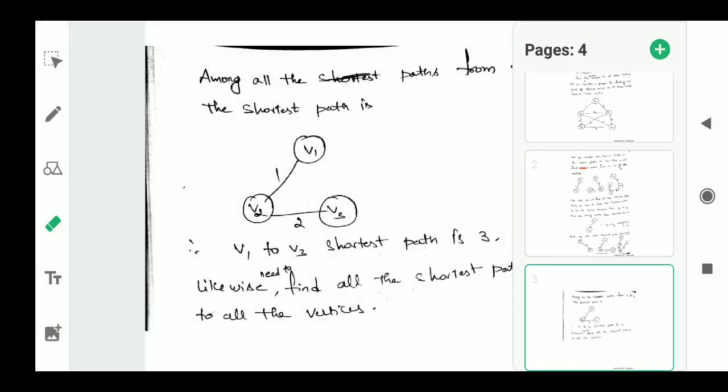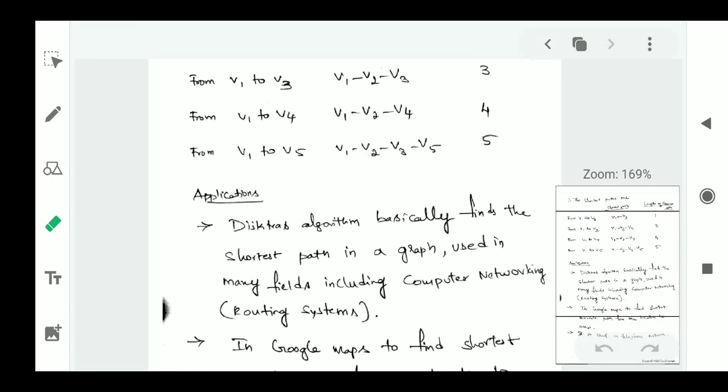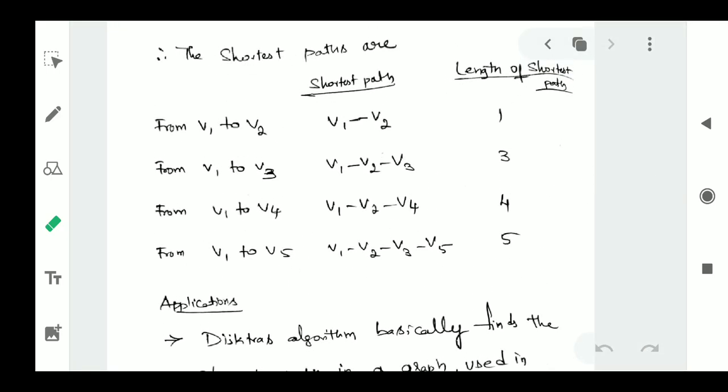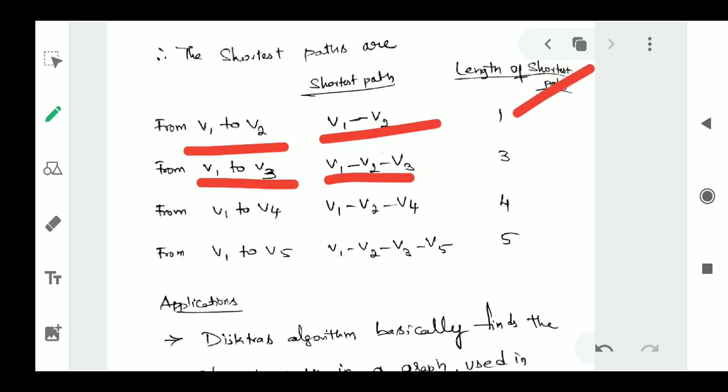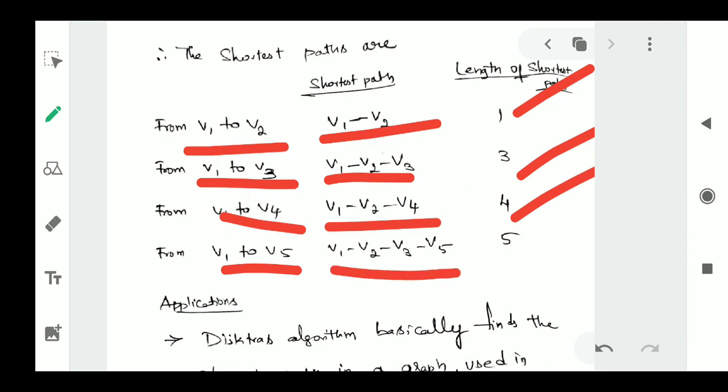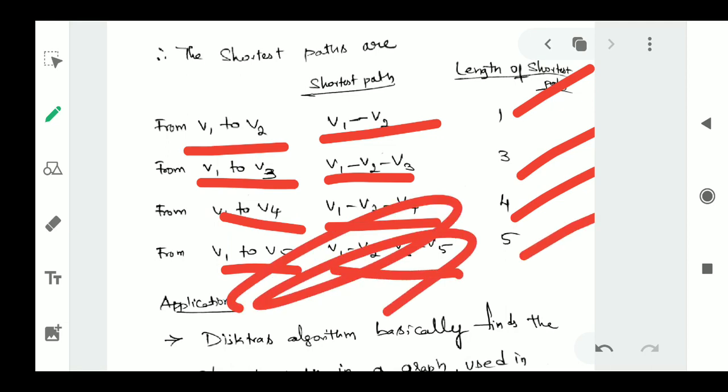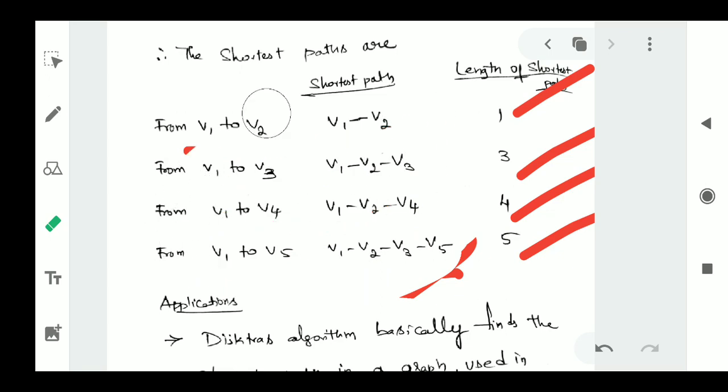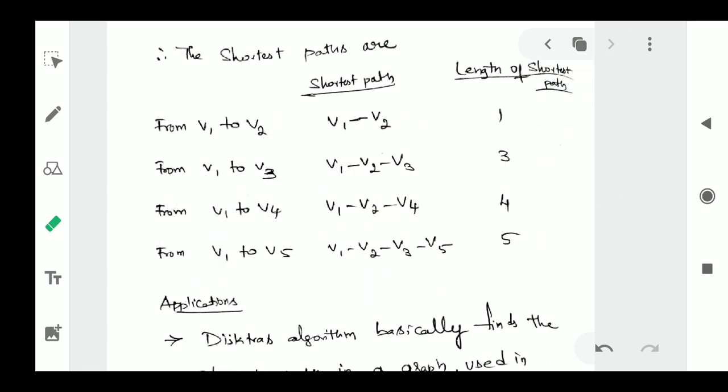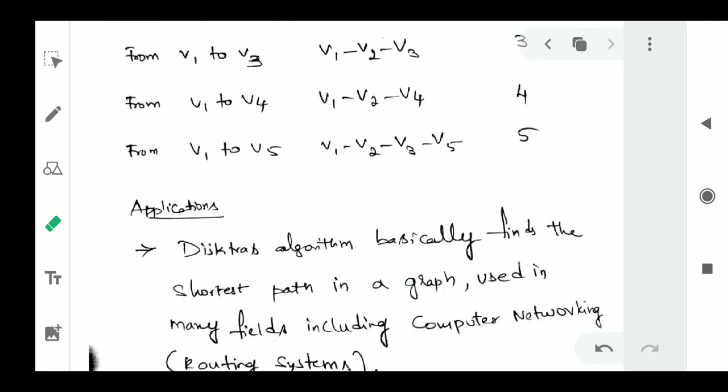The next step is, finally, you have to note all the shortest paths. You have to take down all the shortest paths to all the vertices. From V1 to V2, we found the shortest path is 1. The path is V1 to V2. V1 to V3, the path is V1 to V2, V2 to V3, the shortest path length is 3. V1 to V4, the shortest path is V1 to V2, V2 to V4, length is 4. V1 to V5, this is the path, and this is the shortest path. There will be many possible paths, but these are the shortest paths we have noted from a particular source vertex. This is called Dijkstra's algorithm.